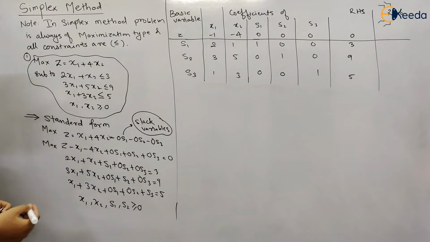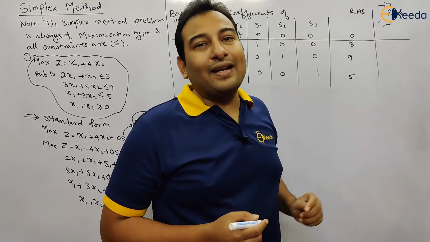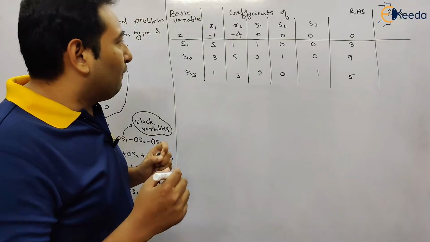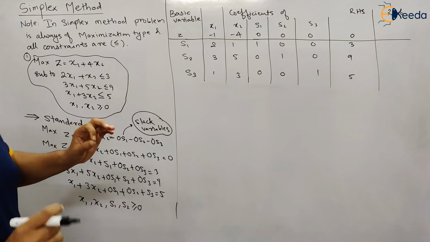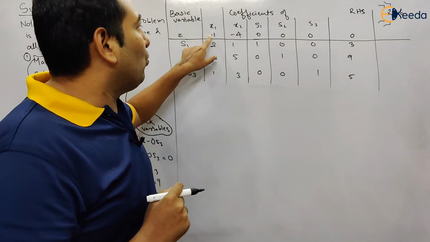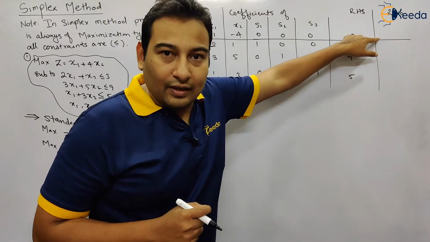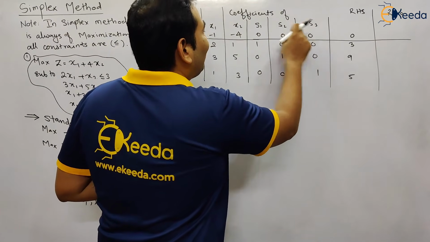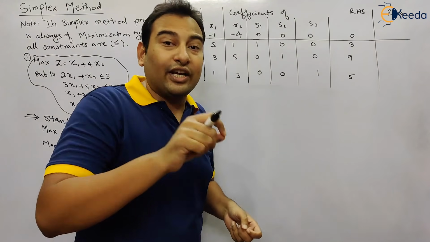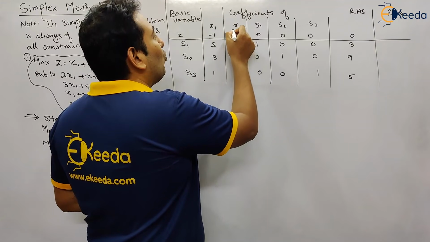Now we need to find a ratio here. See the steps. First of all, we'll find a ratio. How to find a ratio? For that purpose, you need to select your key column. For selecting the key column, you check in this particular row, which is above this line. Above this line, between these entries, which is more negative? Here, -4 is more negative.